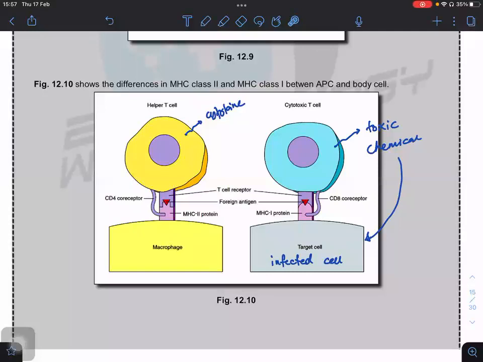So therefore, in order to prevent the cytotoxic T cell from coming and binding to the MHC class 2 protein, we need the co-receptor to make sure that they are correct. In this case, because MHC class 2 protein can only be recognized by the CD4 co-receptor, you can see that these cells won't kill the macrophage. Why? Because helper T cells don't release toxic chemicals. But the cytotoxic T cells can recognize the MHC class 1 protein and then release the toxic substances to kill the infected cells.